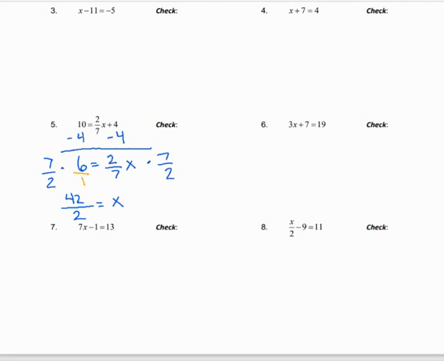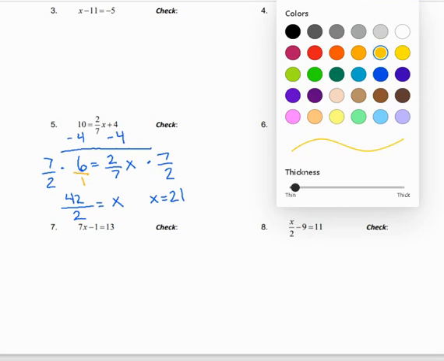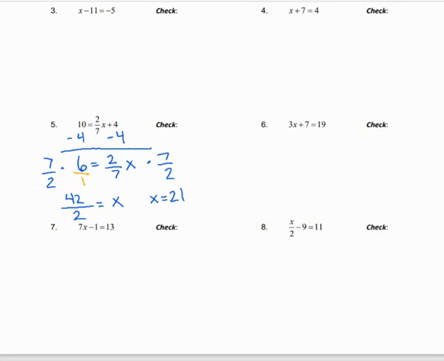No. Who can tell us? What's 42 divided by 2? 21. Good. So x equals 21. Before I circle that, we need to do our check. So 10 equals 2/7 times 21 plus 4.